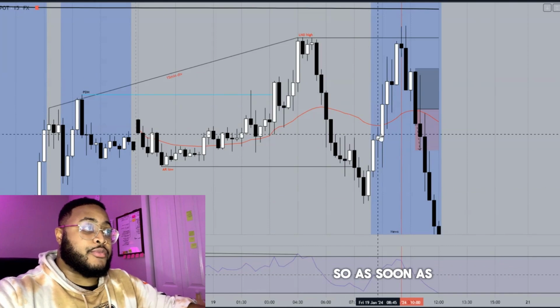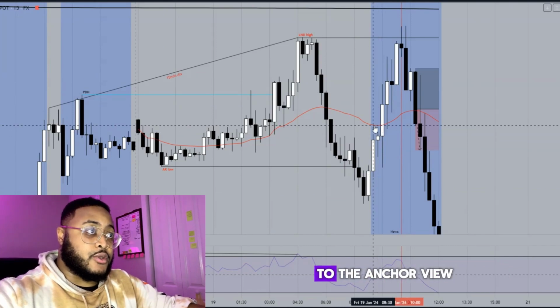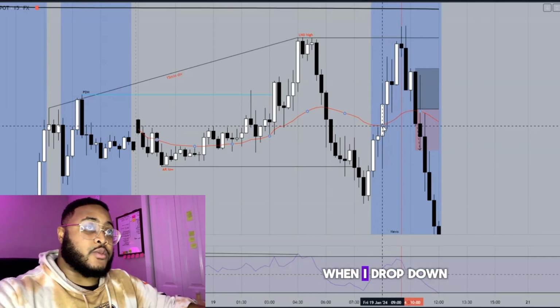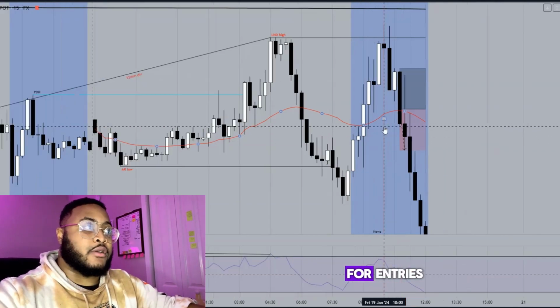So as soon as price action comes up to the anchor VWAP that I have set at the beginning of the day, at this point is when I drop down to the 1 minute and I'm actively looking for entries.